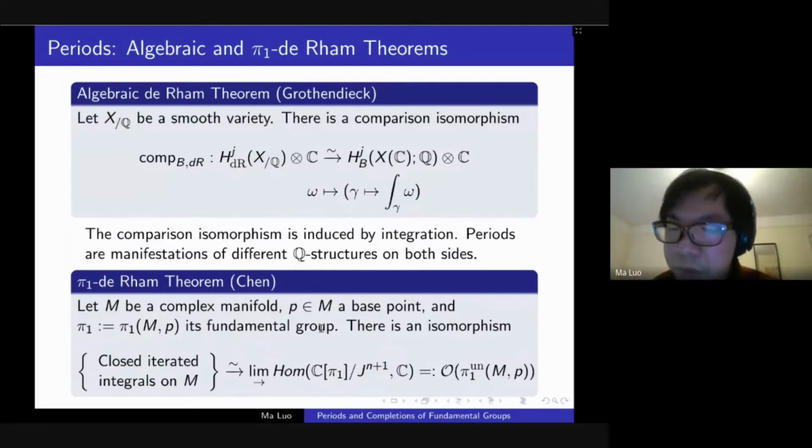And there's actually a way to combine the pi1 de Rham theorem and the algebraic de Rham theorem. But this is probably the only place where I've made a little bit of contribution in this talk. You can do this abstractly in theory, but to work with periods, you need to do this explicitly. And I've done this for the elliptic curves and the moduli space of elliptic curves.